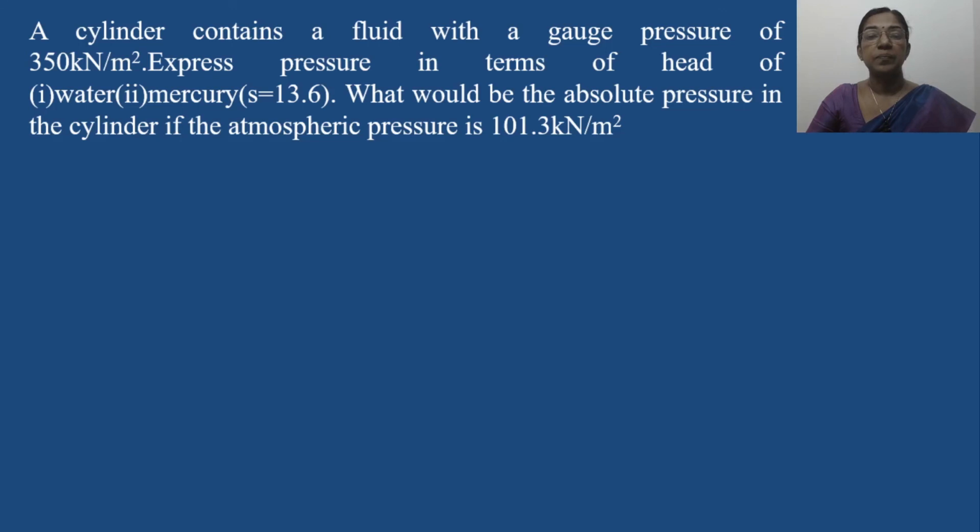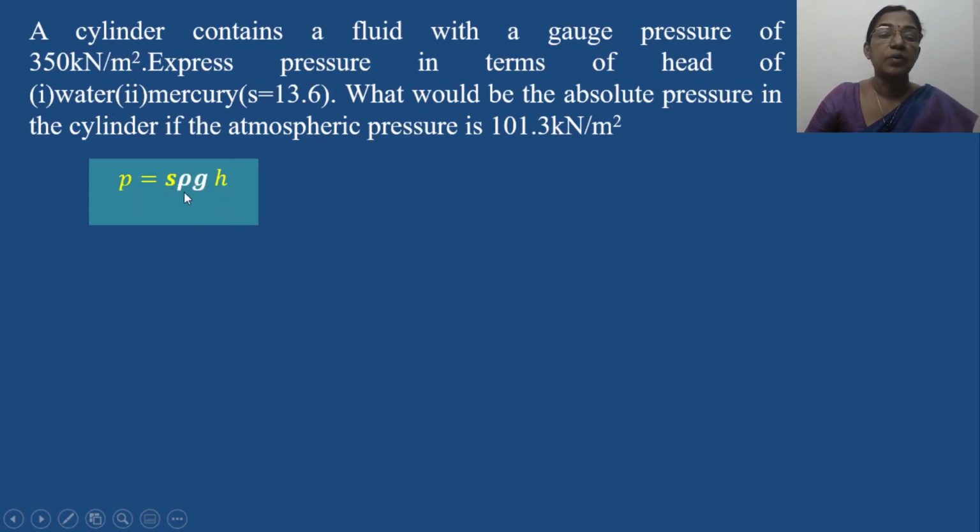Let's work out a problem. In this problem, pressure is given, but we have to express the pressure in terms of head of water and mercury. The expression is P equal to rho g h, or here I have written P equal to S into rho g into h, where S means the specific gravity of the corresponding liquid. S into rho g indicates the specific weight of the corresponding liquid. So here we are interested in finding the head of water and mercury. So head h equals P divided by S into rho g.